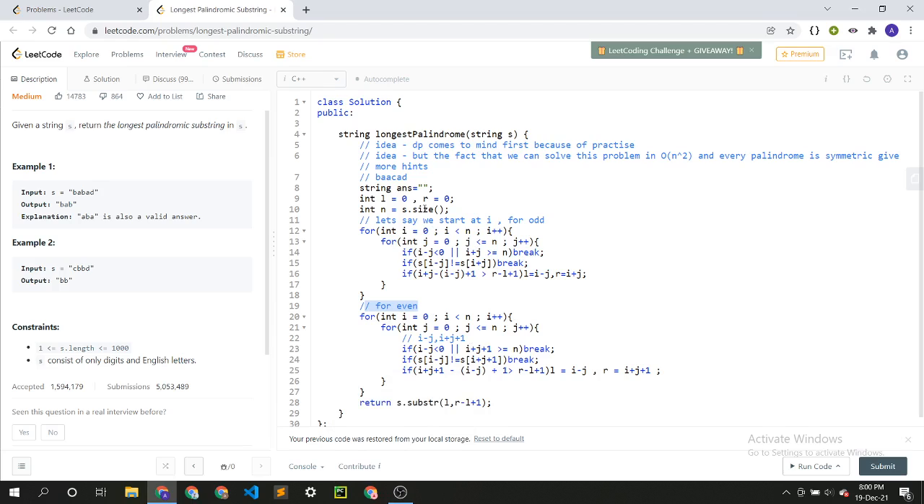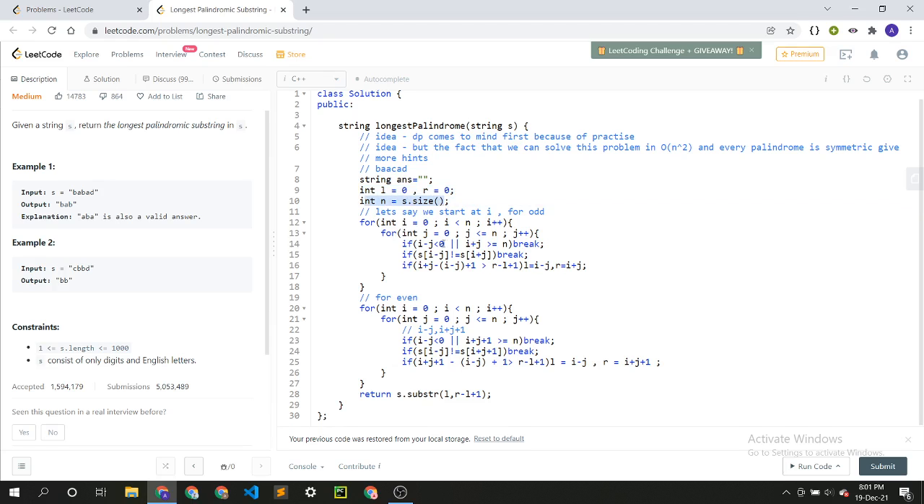Yeah, so let's code it. We will be keeping our answer in a string called answer. Let's keep two variables L and R for the maximum size of a palindrome, and n the size of our given string.